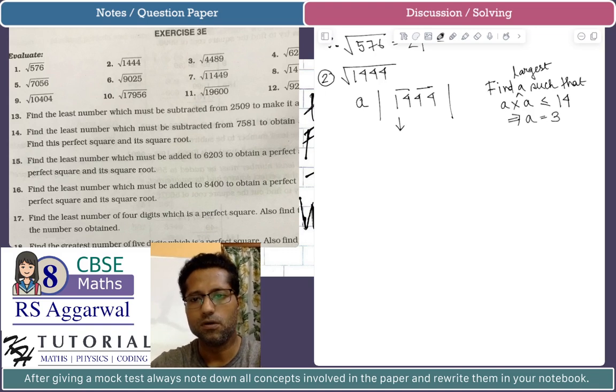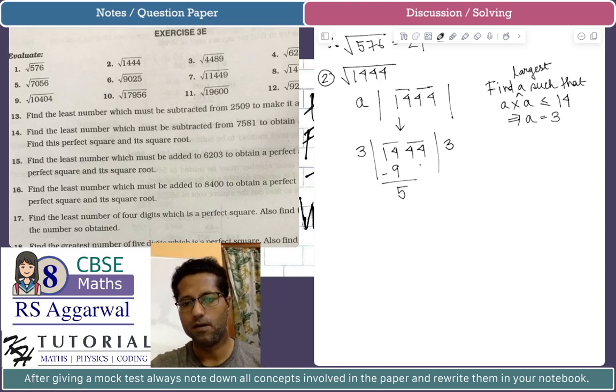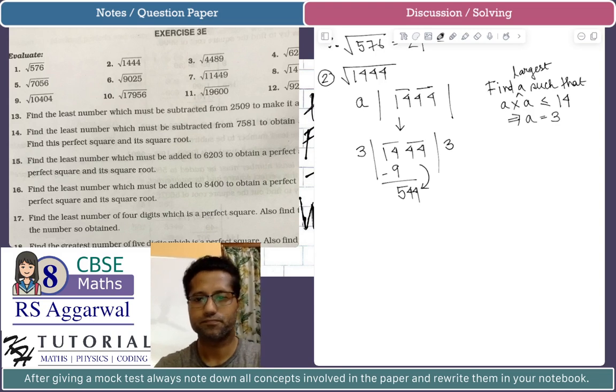So we figured out the first divisor to be 3, and the quotient is also 3, because this A has to be multiplied by A itself so that it is less than or equal to the first period, that is 14. 3 multiplied by 3 is 9, and we subtract 9 from the leftmost period. The remainder is 5, and then we bring down the next period, 44, and append it to the remainder.